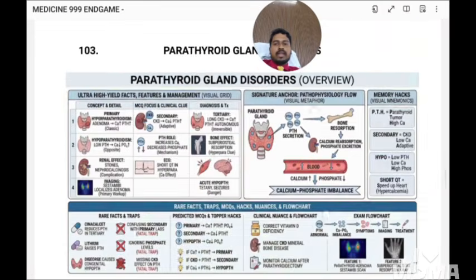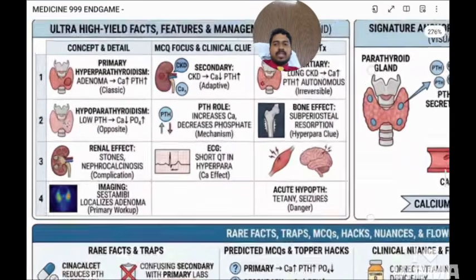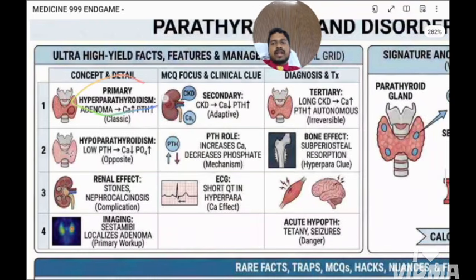And next we'll go to the parathyroid gland, an overview of various disorders summarized in one slide, which we will go through quickly. So primary hyperparathyroidism, commonly seen in parathyroid adenoma: calcium will be increased, PTH will be increased. Secondary, seen in CKD: calcium will be decreased, PTH will be increased, and phosphate will be increased. Hypoparathyroidism: low PTH will be there, low calcium, but increased phosphate. And PTH's role is to increase calcium and decrease phosphate.